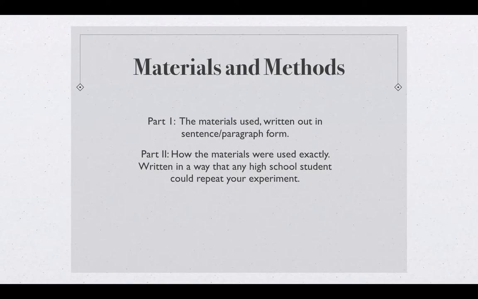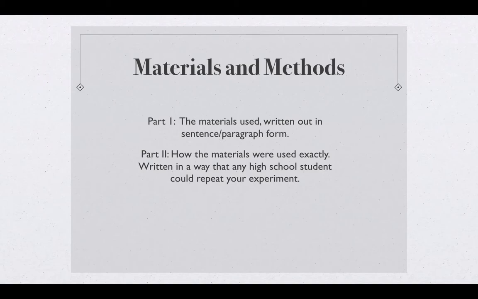Part 2 is you tell exactly how the materials were used. And that has to be written in such a way that any high school student could easily repeat your experiment exactly as you did it. So it takes a little bit of practice to get to the point where you can spell out in step-by-step form what needs to be done. But even though you're doing it in step-by-step form, you can't do it like a recipe. It has to be written out in paragraph form, again, with complete sentences.